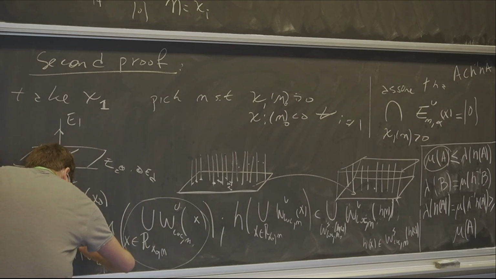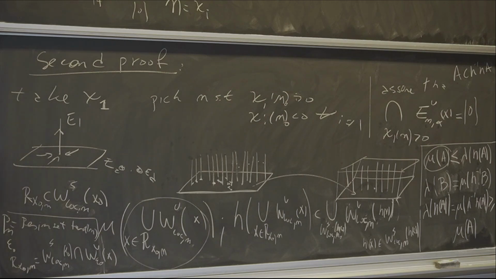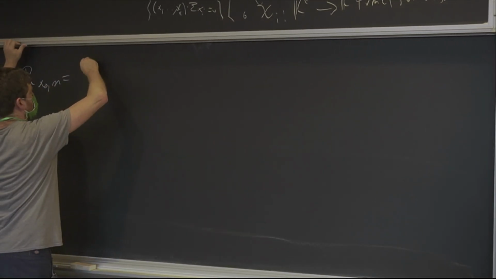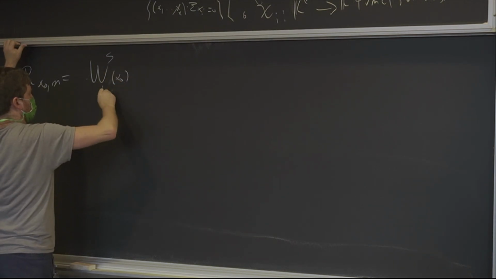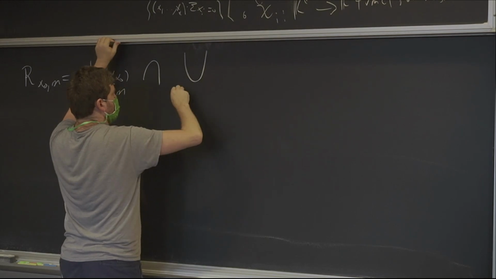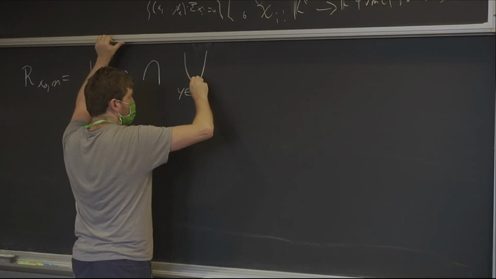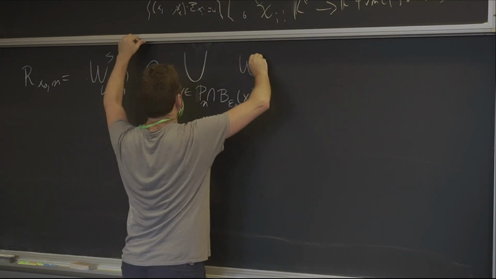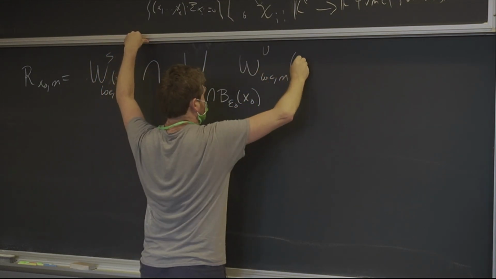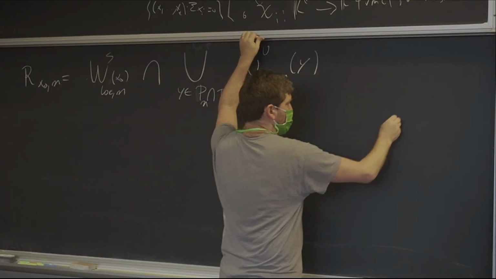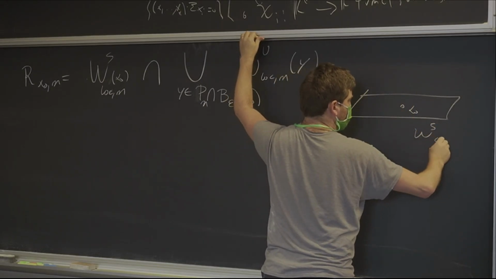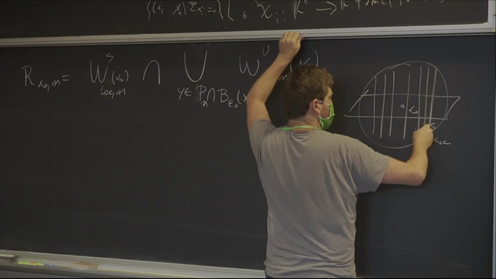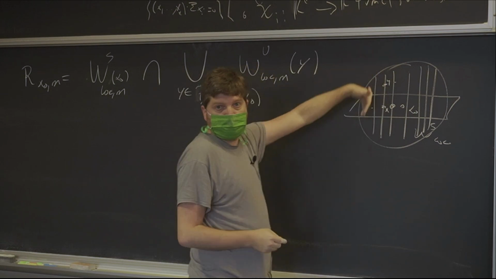And I should take, okay, now I really, let's move here. Let me do it here. So R of x naught n is the stable manifold intersection the union, with y in the Pesin set, intersection the epsilon naught ball of x naught, of the unstable manifold of y. Okay, so in the picture, I have my x naught here. I have my stable manifold. I have some ball here, which is fixed. And then I take in all these unstables and I get these points y, and these are the points x, which is down there.